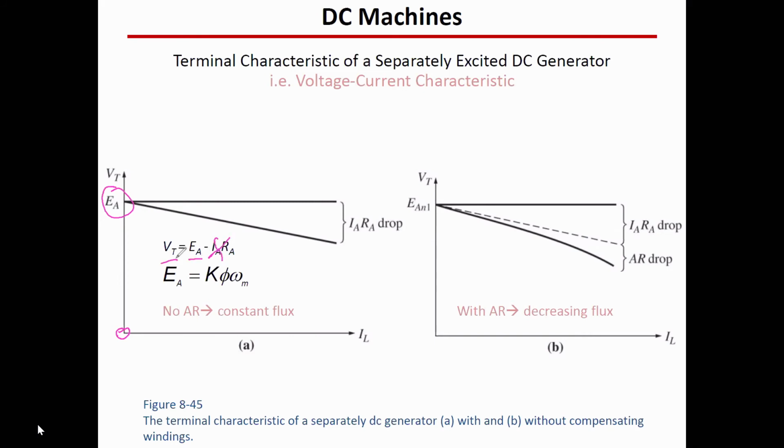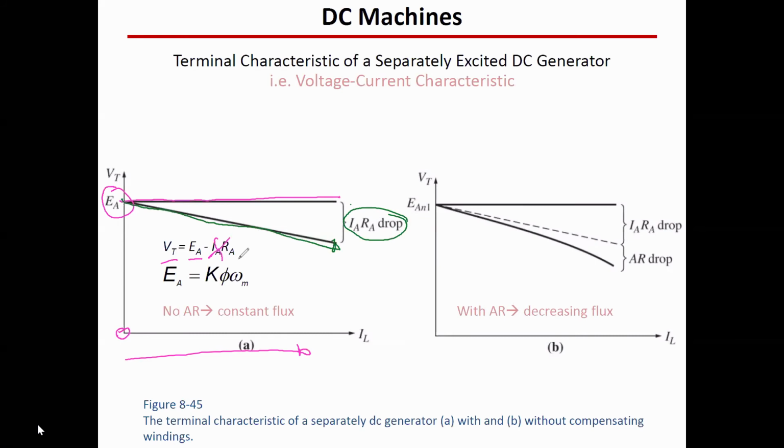If the machine is ideal, what will happen? If we increase the load current, it's the same voltage because it's ideal. There is no voltage drop. But the machines are not ideal. So you have this IA RA drop. If you increase the load current, the terminal voltage will start to be less and less. And this is because of this equation, right? If IA is increasing, VT will start to decrease.